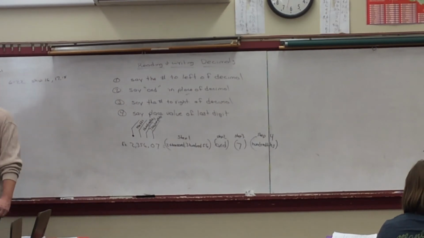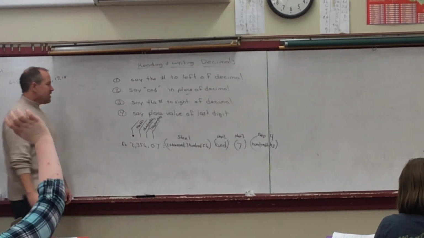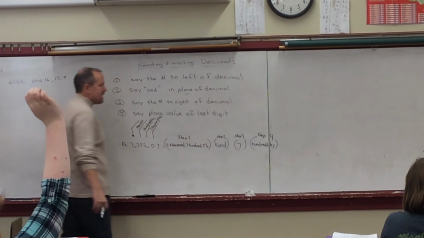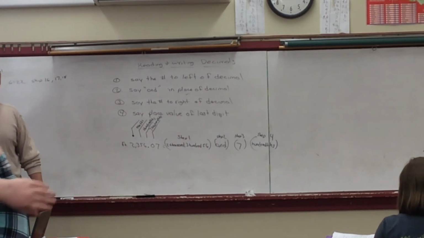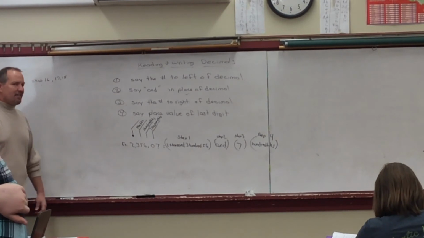Okay, step 1, you say the number to the left of the decimal. Step 2, you say the "and" in place of the decimal. Step 3, you say the number to the right of the decimal. And then step 4, you say the place value of the last digit.